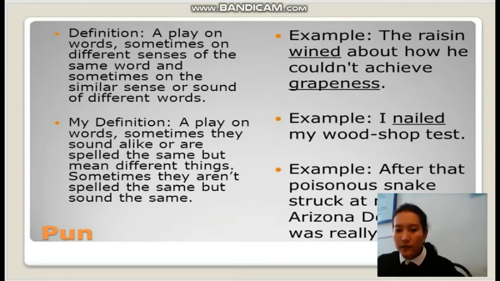Let's see the next figure of speech. It's a play on words, sometimes on different senses of the same word and sometimes on the similar sense or sound of different words. Here are some examples. "The raisin whined about how he couldn't achieve greatness." Here the play on words is "whined". And the next is "I nailed my word sharp test." Nailed.